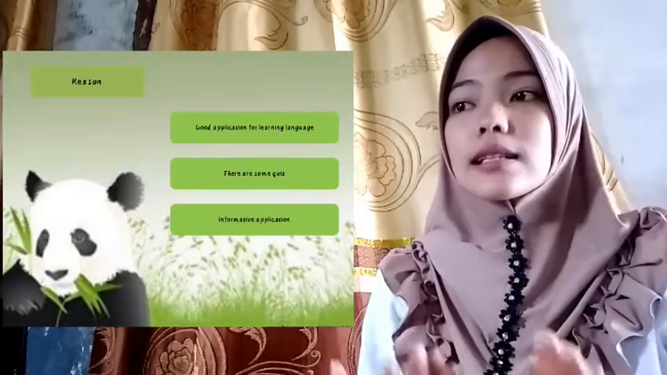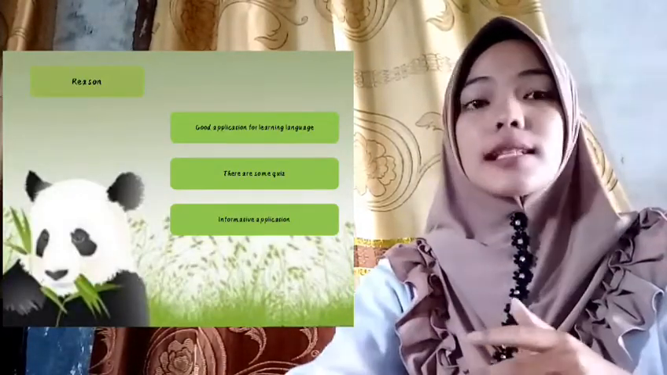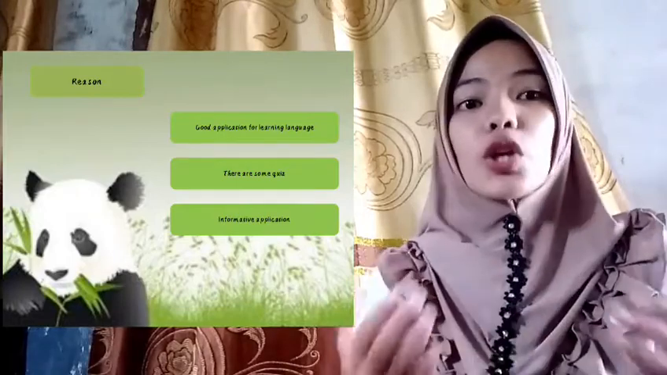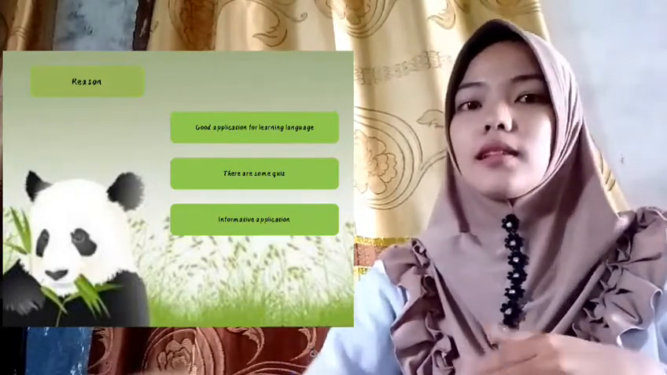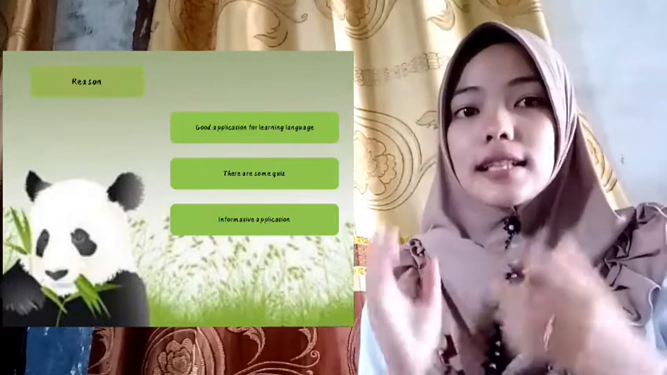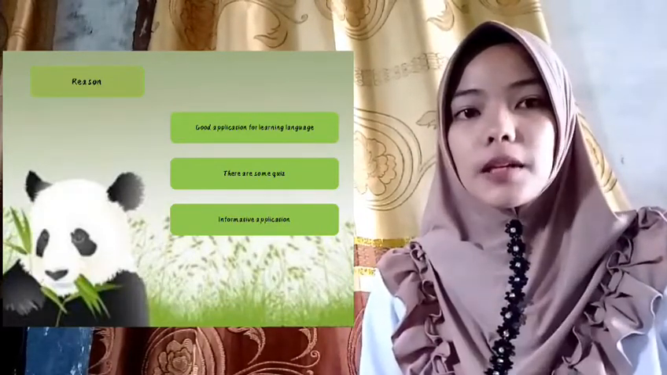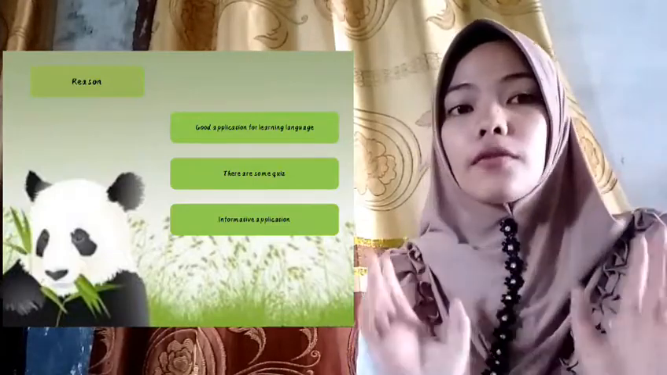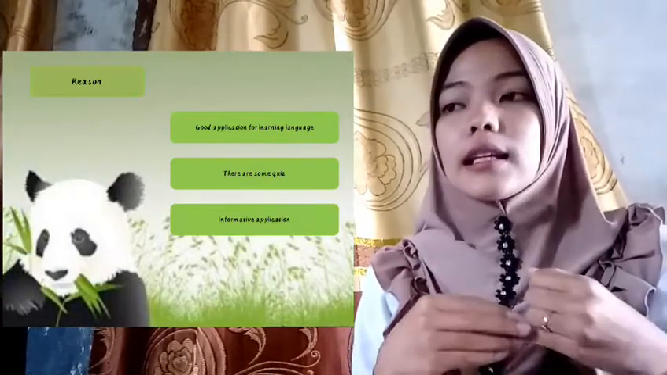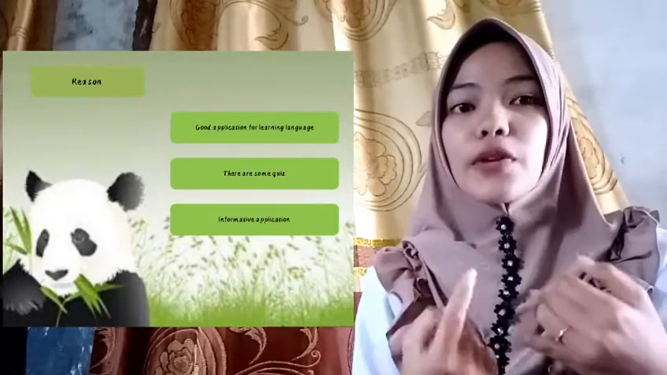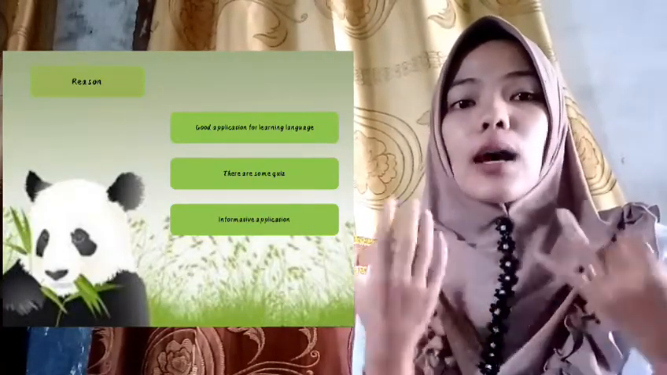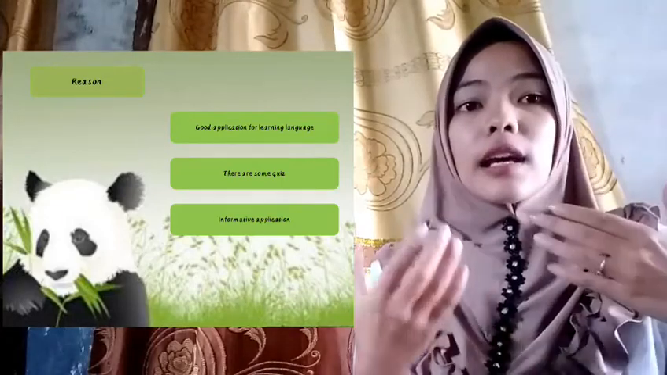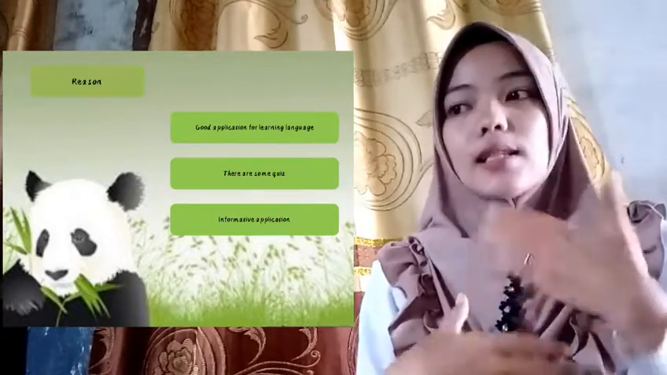And then the second reason is there are some quizzes in this application, so you can try to do the quiz yourself after you learn the material. And the last reason is that this is an informative application. Of course, because in this application you can get much information and knowledge. For example, in a language, you can get new vocabulary, and you can know how to pronounce a word or a sentence, and after that you can know well about grammar and so on.